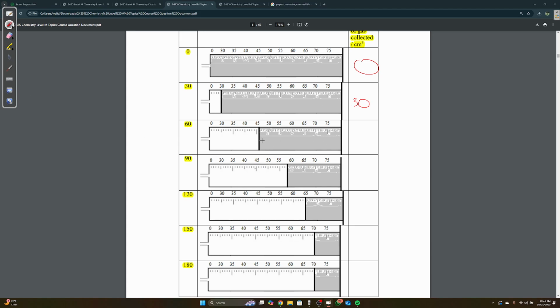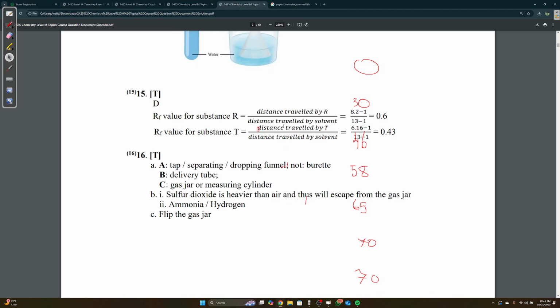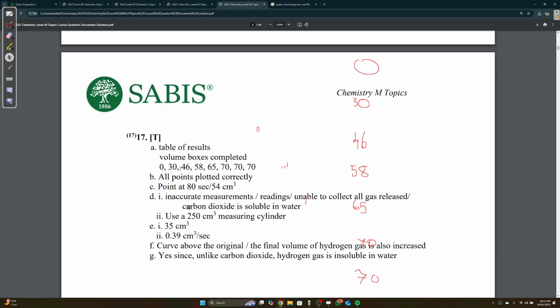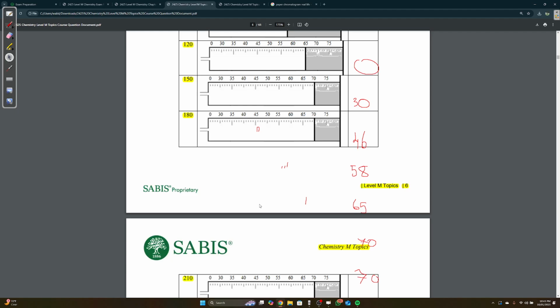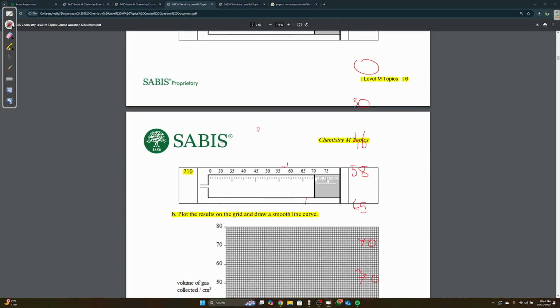So 0, 30. Here it's 40, between 45 and 50. So it's going to be 45, 46. Okay, 46. Here it's 55, 56, 57, 58. Here it's at 65, very easy. Here it's at 70, very easy. And here it's at 70. So let's compare our answers. It should be, see, 0, 30, 46, 58, 65, 70, 70. 70, of course it's 70.